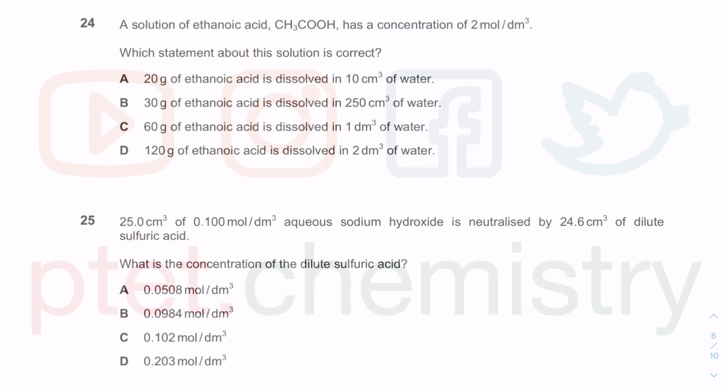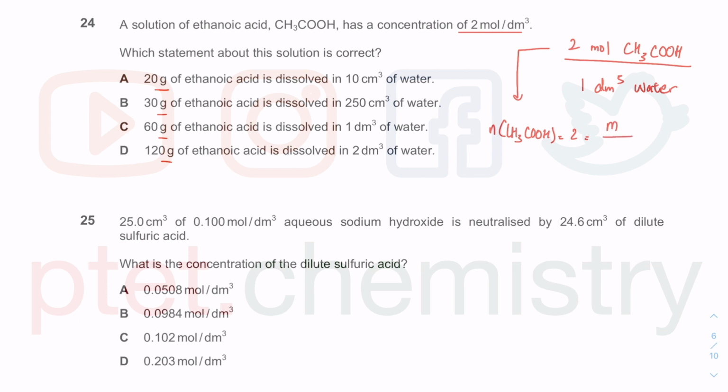Question 24, so you have etanoic acid. You have a solution of it that has concentration of 2 mole per dm cube. This means there is 2 mole of CH3COOH in 1 dm cube of distilled or deionized water. But these are all about masses. So if I have 2 mole in 1 dm cube, I'm looking at the mole of CH3COOH, 2, is equal to the mass of the CH3COOH divided by the MR. I want the mass of the CH3COOH, so I have the 2 mole multiplied by the MR.